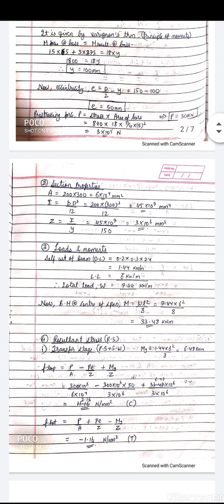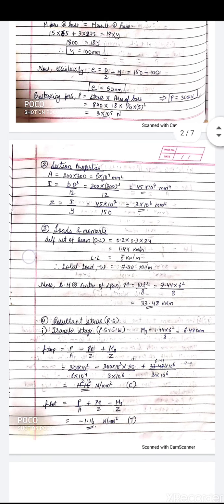So now bending moment at the center of the span is given by the total load, that is W into L square by 8 for a simply supported beam. So we got the bending moment 33.48. So now we can actually find out the resultant stress.